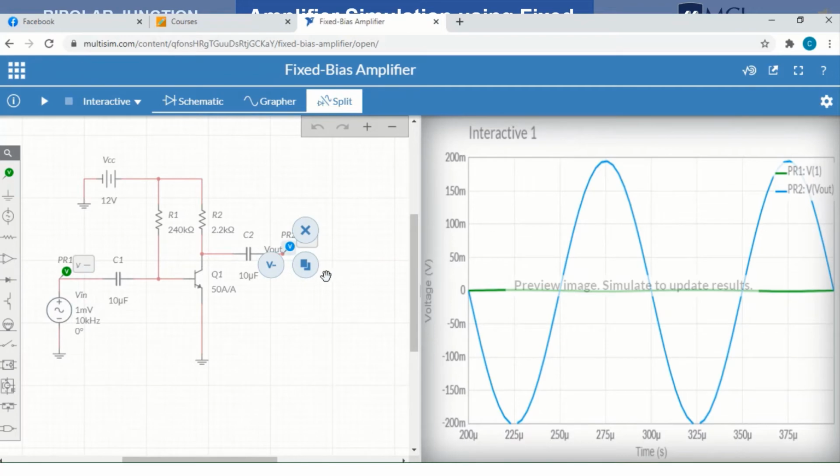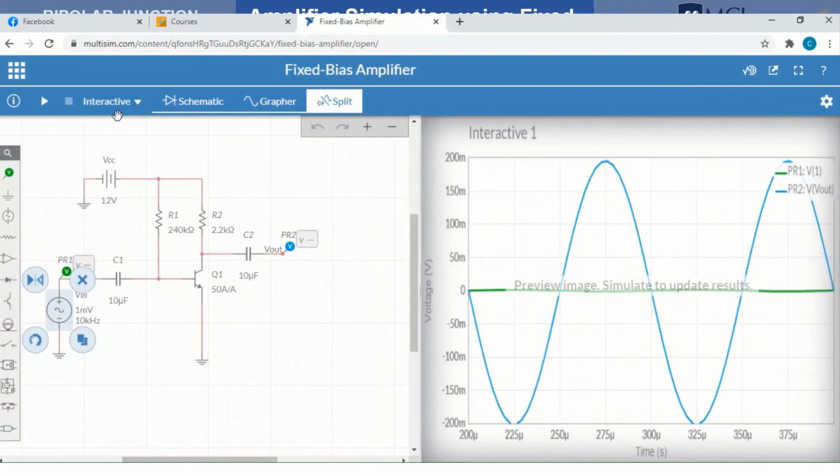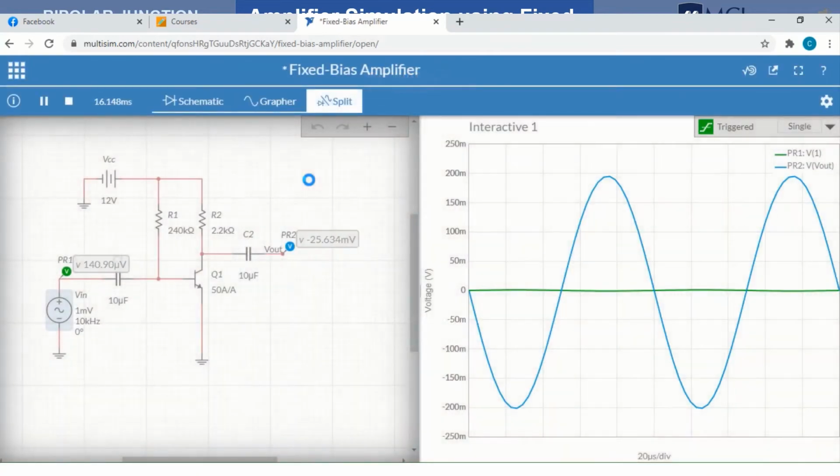The output is measured by a voltmeter named V out, and we are also measuring the input to the amplifier. Now the input signal here has a peak value of 1 millivolt. Okay, so let's do a simulation right now.